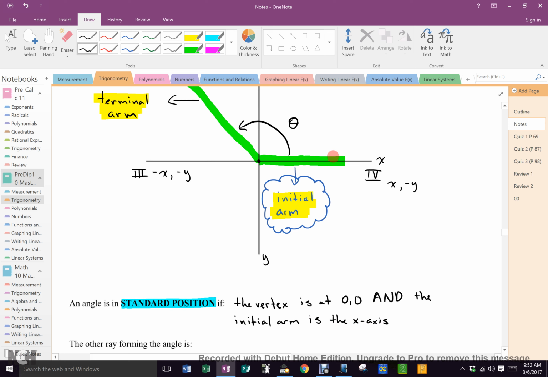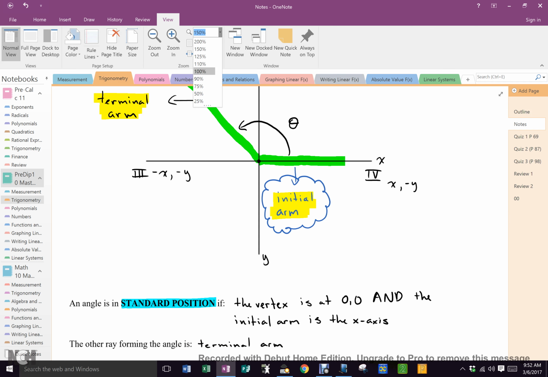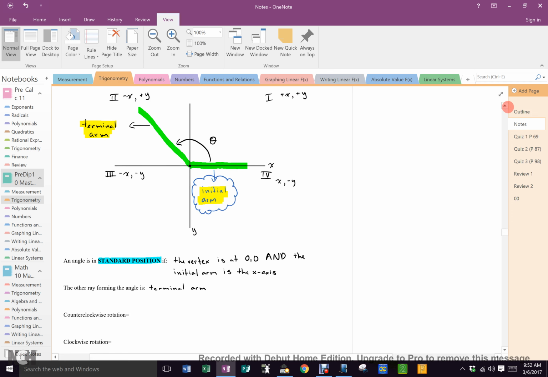Everybody cool? Okay. The other ray is the terminal arm, which I've already named for you. I'm going to shrink this down a little bit so I can get more on the screen. I know it's a little tougher to see, but it's only for a moment. I just want you to be able to see everything in one spot. Everyone's cool with this, yes? Okay. Counterclockwise rotation. So, on our grid that way, counterclockwise is positive values.